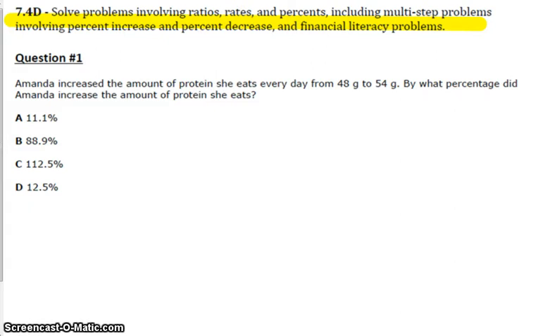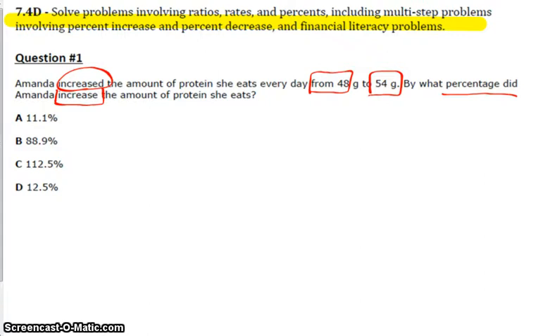It says Amanda increased the amount of protein she eats every day from 48 grams to 54 grams. By what percentage did Amanda increase the amount of protein? Okay, so let's annotate this for information. We're talking about a percent increase from 48 grams to 54 grams, and we're looking for the percentage of increase.